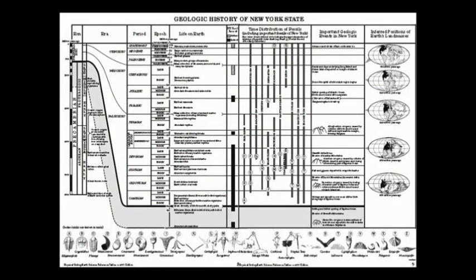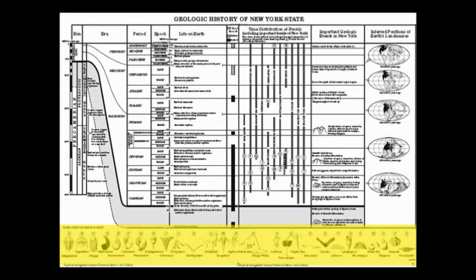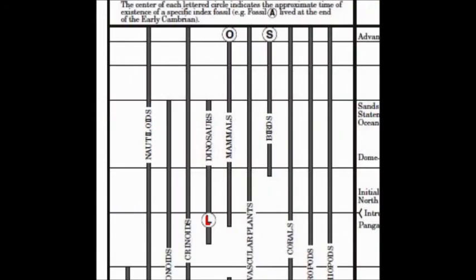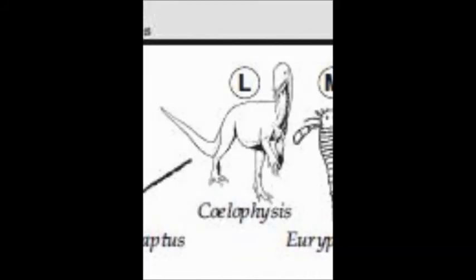Well, the index fossils are found on page 8 and 9 of your reference table, and you can see down here at the bottom there's all these lettered animals and plants and their fossils. And then, if you look in this section here, it shows the time distribution of fossils. And so it would have a category of creatures, such as dinosaurs, and then it would have one type of dinosaur. So you'll see in the dinosaurs bar, it would have letter L, which is Coelophysis.